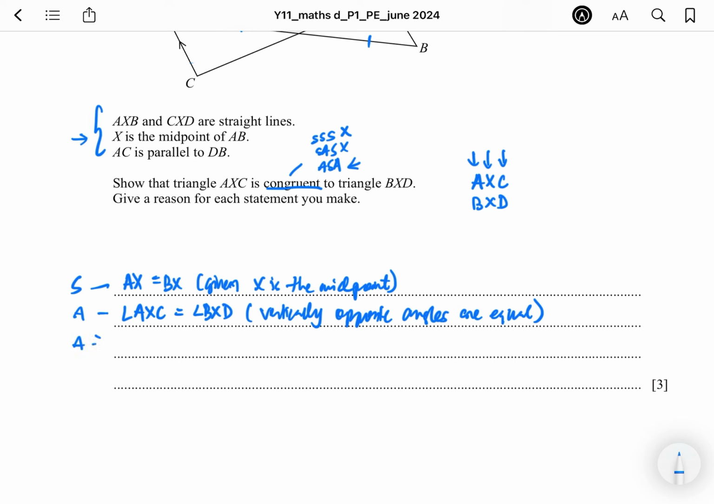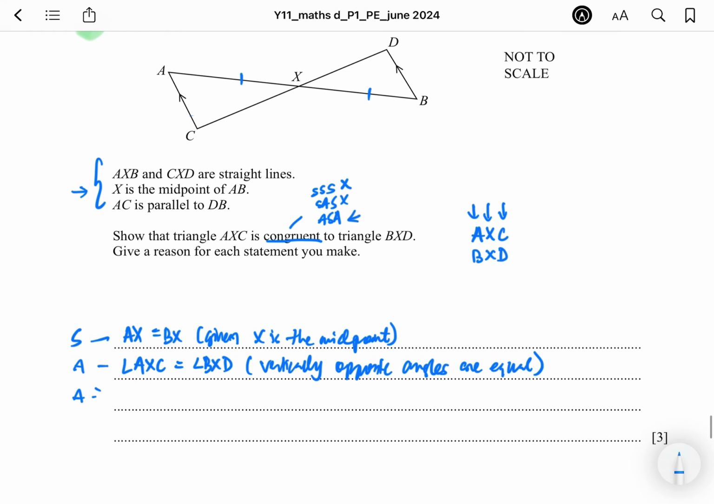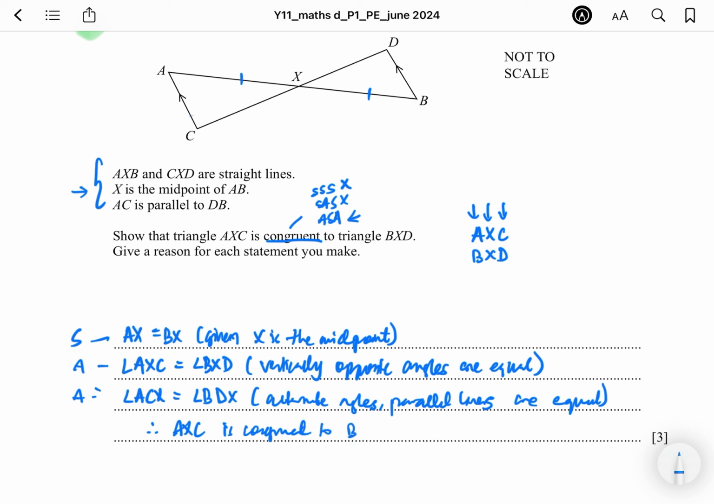I can use the fact that parallel lines. So angle ACX, be careful with your corresponding. That means angle BDX, alternate angles, parallel lines are equal. Okay, and then I would say therefore AXC is congruent to BXD, and I'll just put in the bracket the reason, and that's how you get 3 marks.